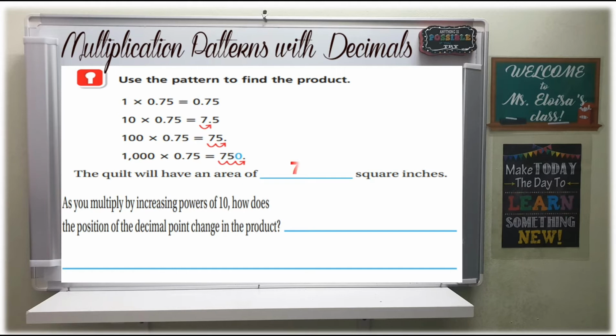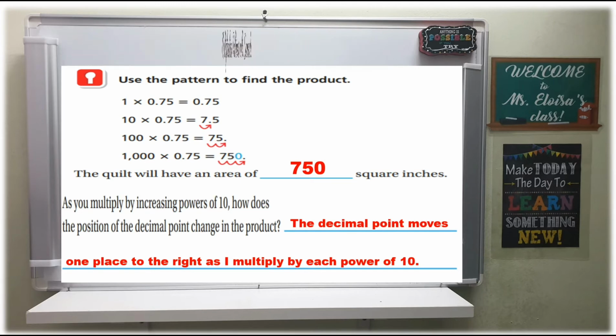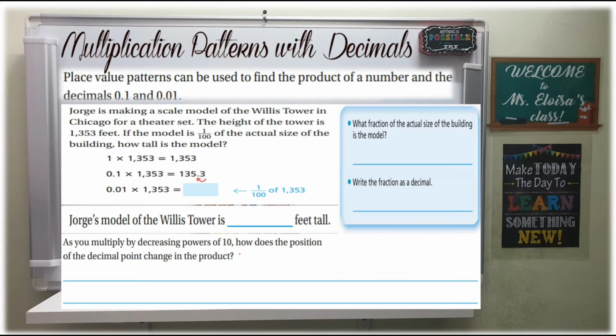What have you noticed with our pattern? As you multiply by increasing powers of 10, how does the position of the decimal point change in the product? The decimal point moves one place to the right as we multiply by each power of 10. Place value patterns can be used to find the product of a number and the decimals 0.1 and 0.01.